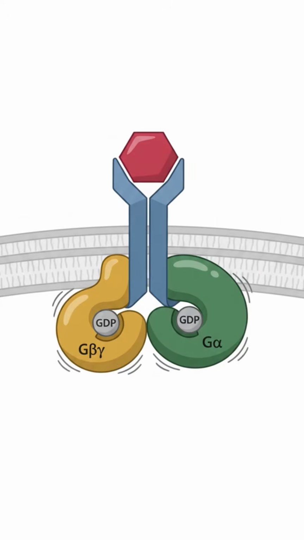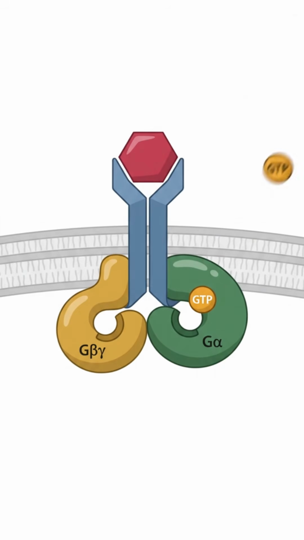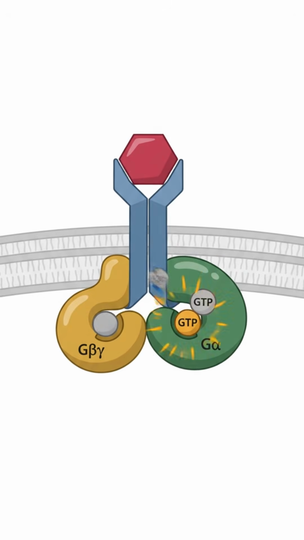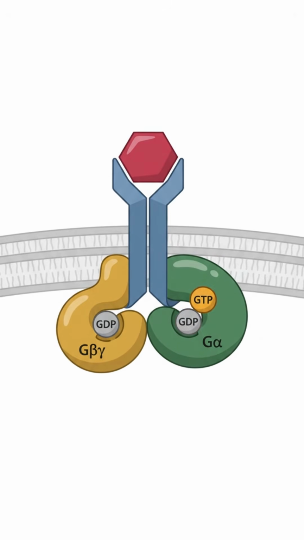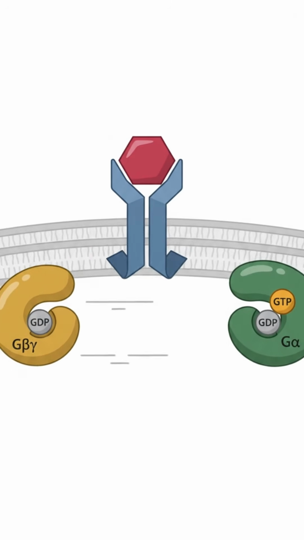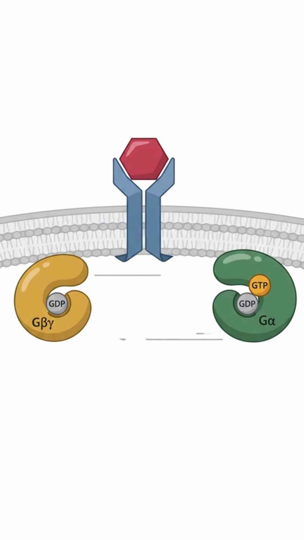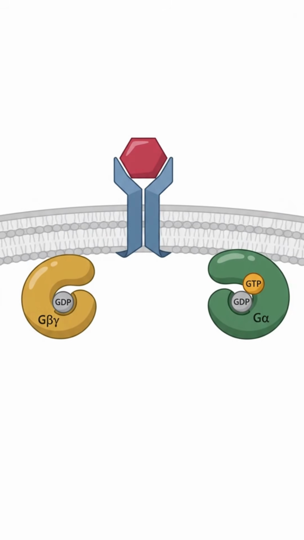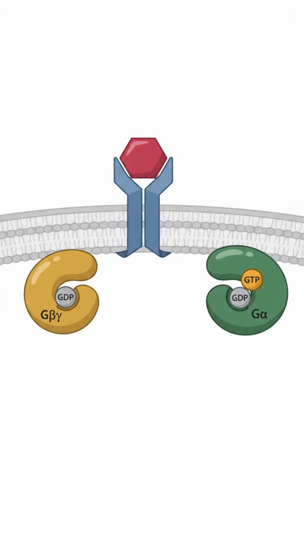The G protein swaps out GDP for GTP, and that single swap is the switch. The alpha subunit splits away from the beta-gamma pair, and now it's free to go find a target. Which target it finds depends entirely on which alpha subunit this is, and that's where the story branches.